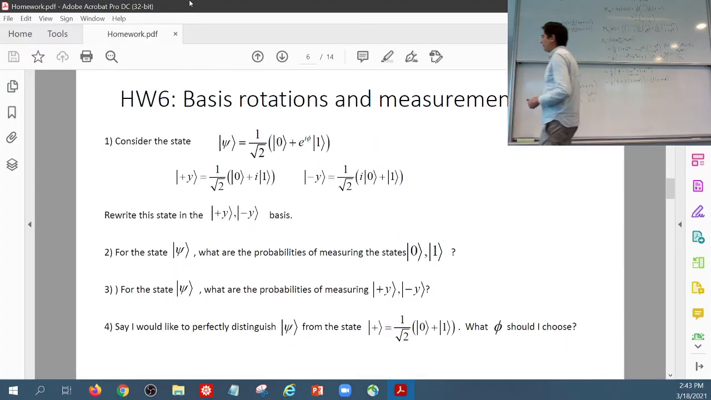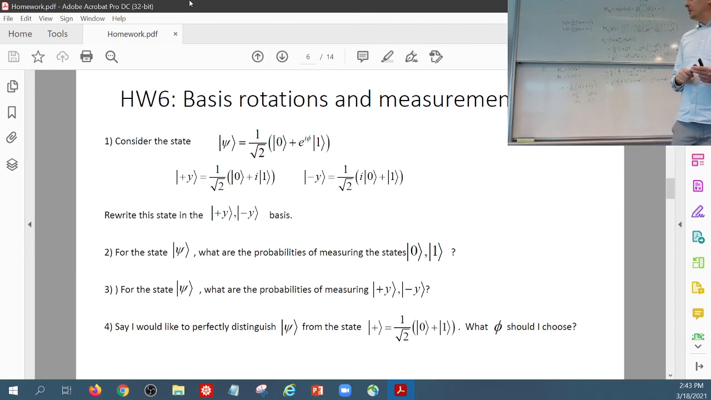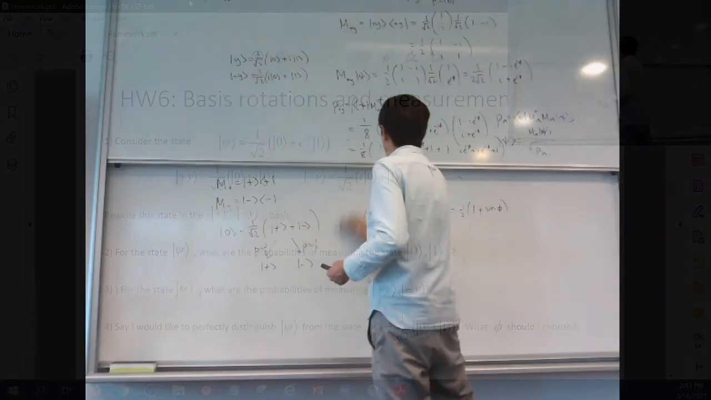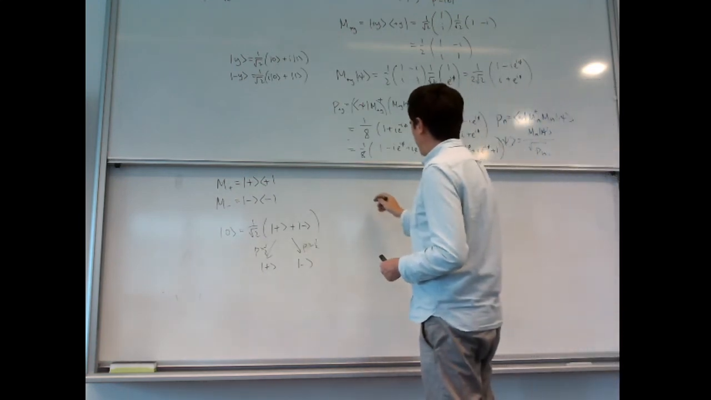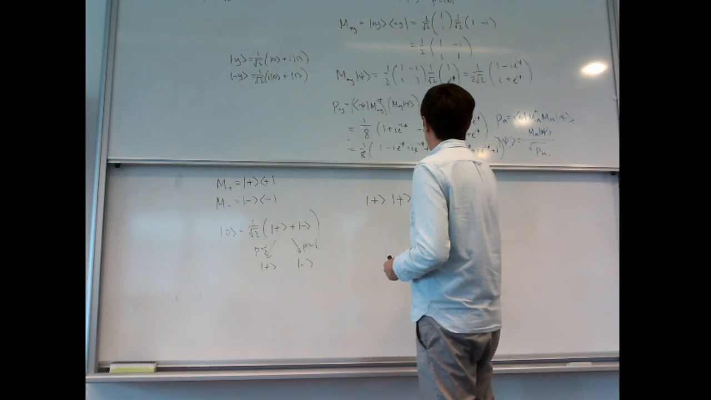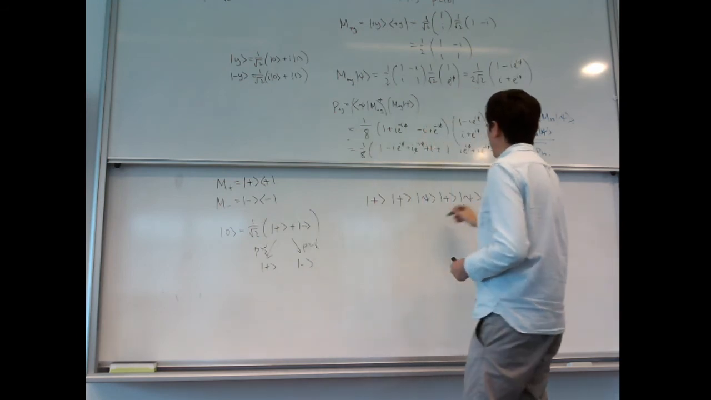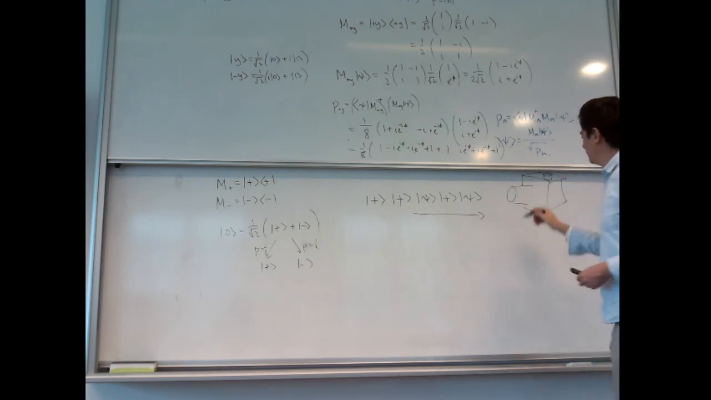say I would like to perfectly distinguish psi, which is this state up here, from the state plus, right? So the setup that I've got in mind here is a bit like what I drew in the slides here. Say I'm sending randomly these states like this, right? And they're all going to my measurement device, which has got a nice knob here, which I can tune.